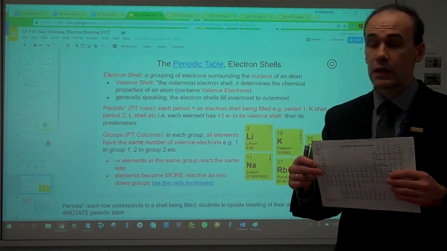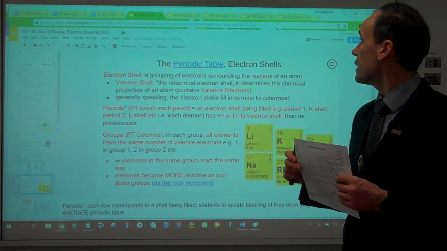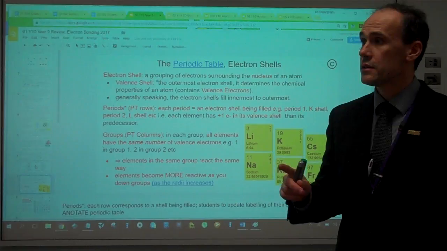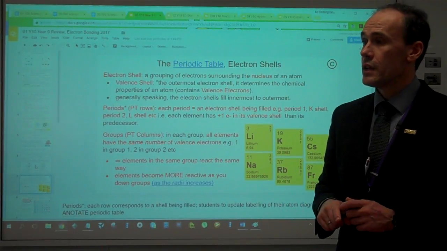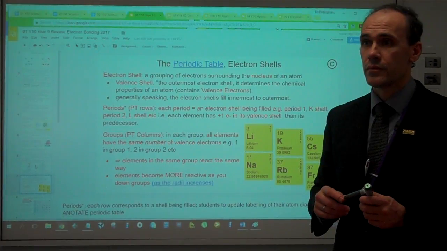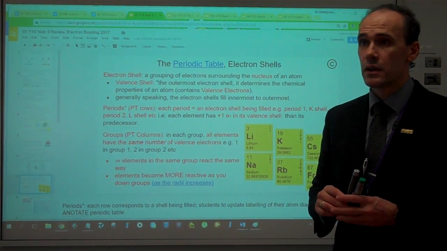Which slide is this? That's the first one. It is called Review Electron Bonding 2017. Do we only do K, L, and M? Yes. What happens if they find a new element? Do they just add it at the bottom? It depends on the number of protons.